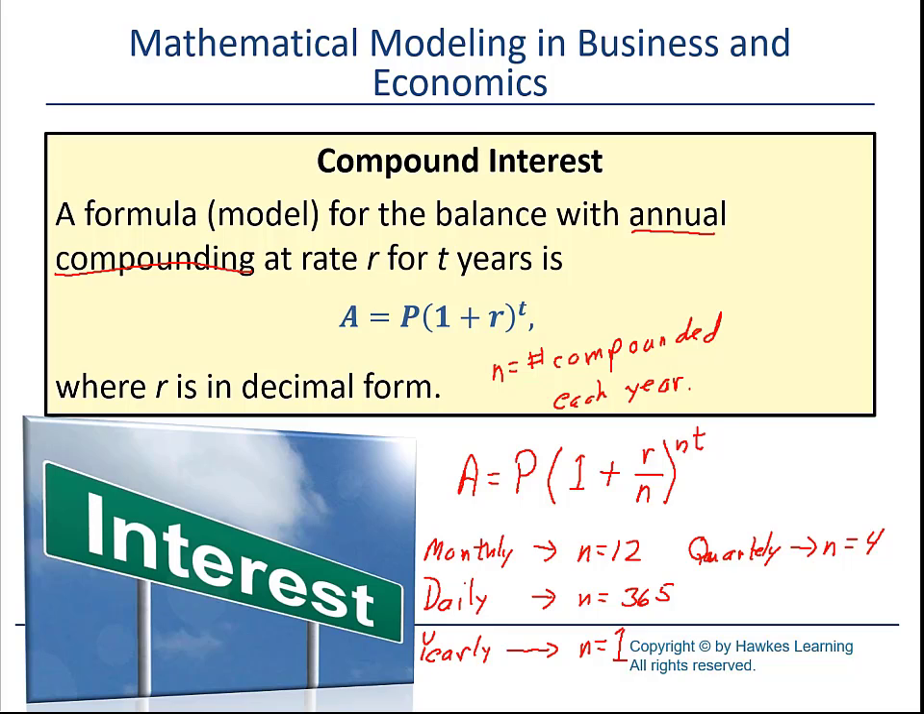T still represents years. You put that in the calculator, with the proper numbers at the proper places, and you'll get the amount you'll have if you invest P dollars at this annual rate and at this amount of compounding per year for t years. That's compound interest, and those are 2 formulas.